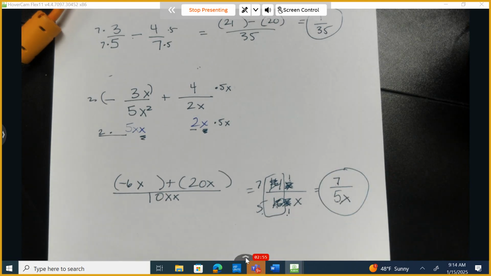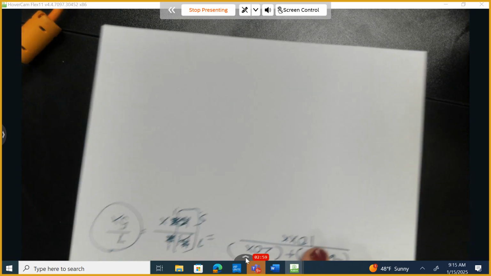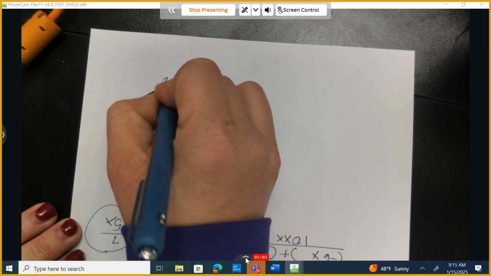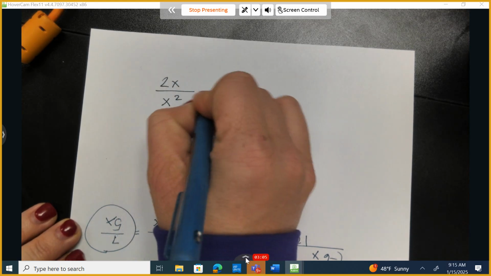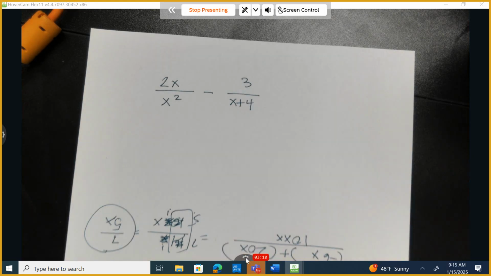Can I have a thumbs up or a thumbs down if you're understanding? Thumbs up, thumbs down. Okay, I'm going to flip over so we have a little more space to work here. Here's my next one. I'm going to have 2x over x squared minus 3 over x plus 4.